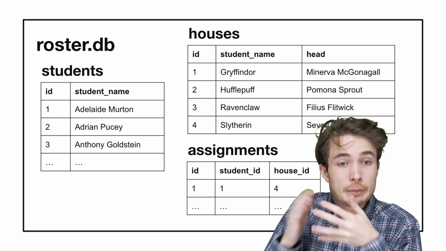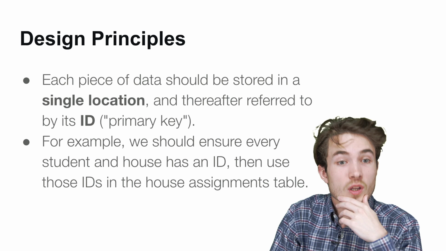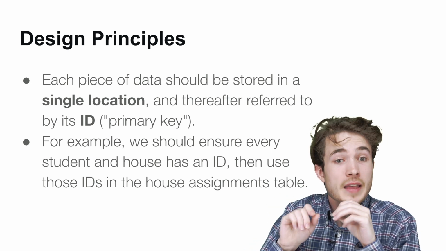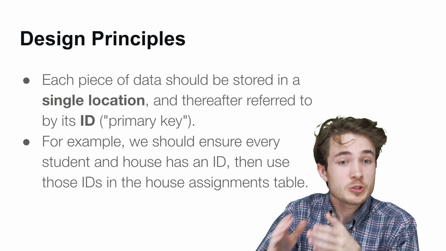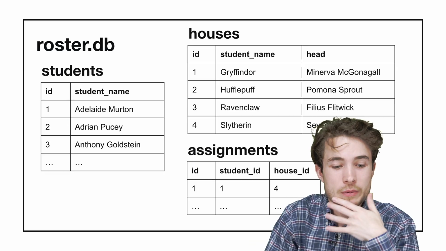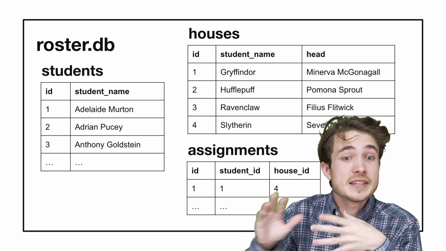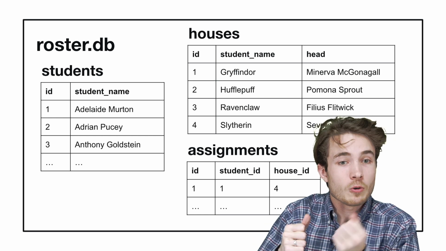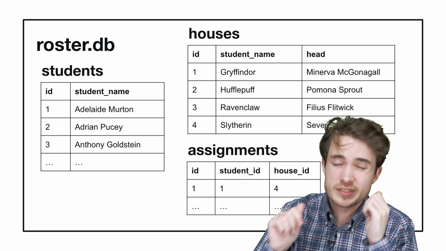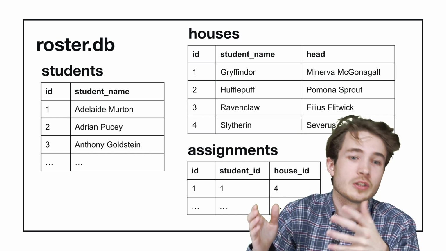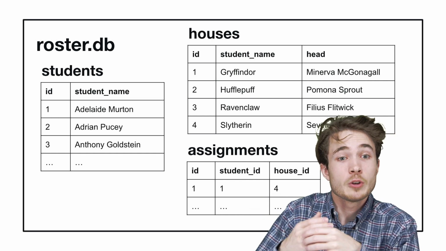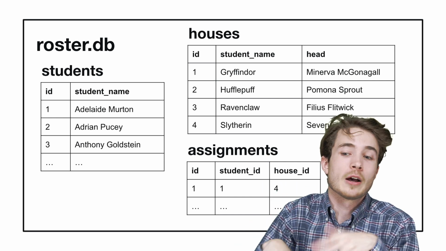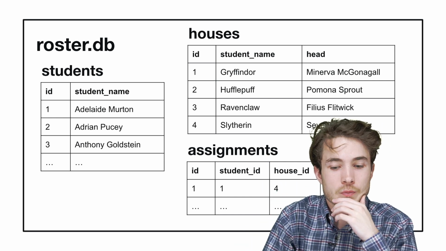This brings us to another design principle, which is that ideally, we only want to have every piece of data stored in one place, and from thereafter, refer to that piece of data by its ID. Notice how we have in the students table an ID for every student, in the houses table an ID for every house, and now in our other tables we just have to reference that ID. We don't have to actually reference Slytherin or the student name anymore. If those things change, we change them in one place, and now the relationship we can define elsewhere and update as we need to.